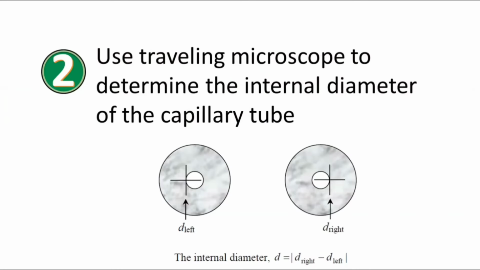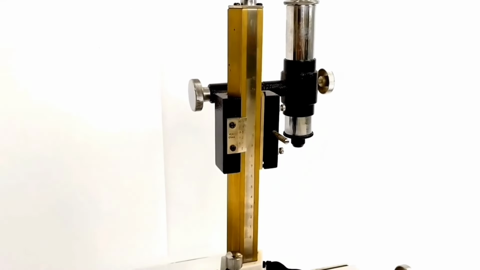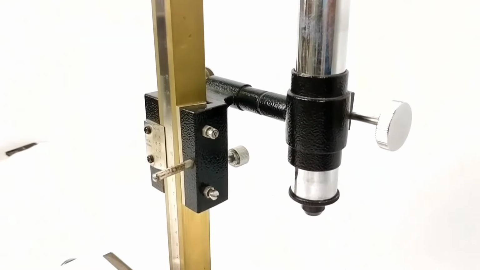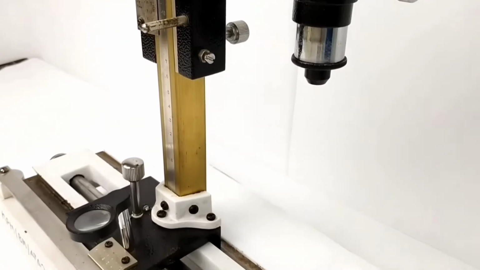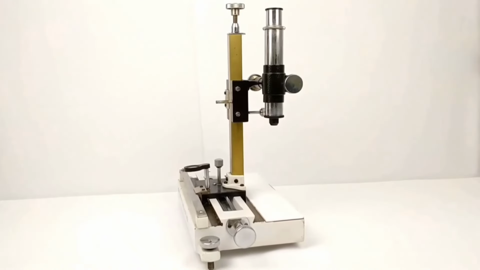In the second part of the experiment, you are going to use the traveling microscope to measure the internal diameter of a capillary tube. We are going to introduce you to the traveling microscope and how to properly handle it. Let's go to the video. This is the traveling microscope. You have a microscope on a rail mounted on a very rigid bed. This is a side view.